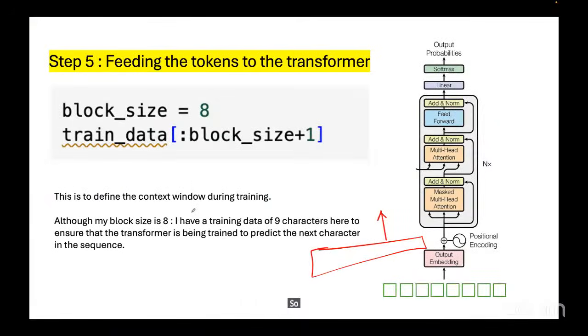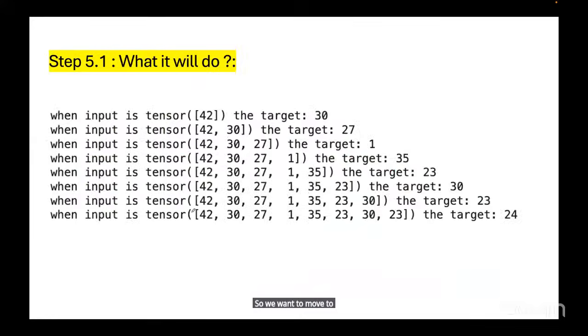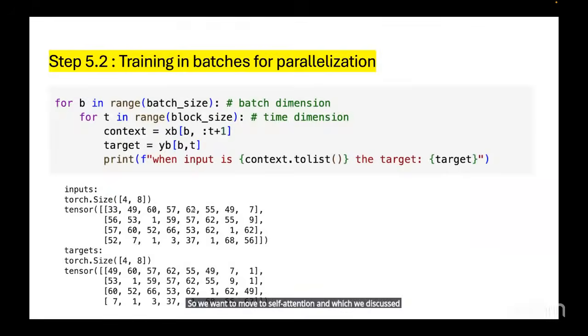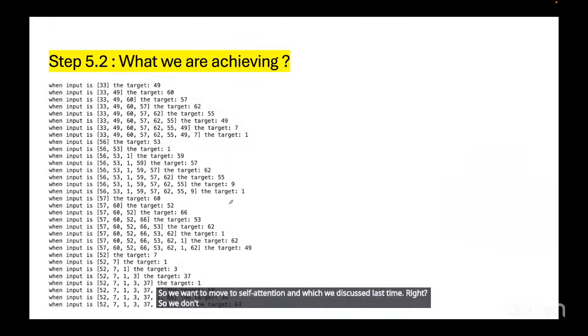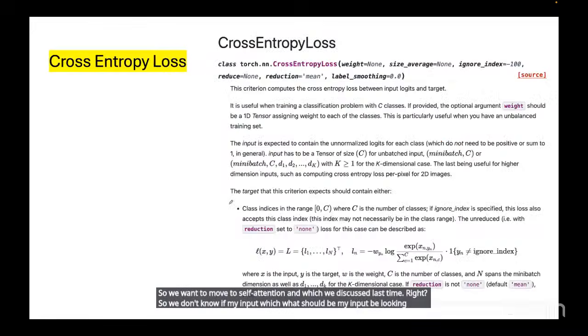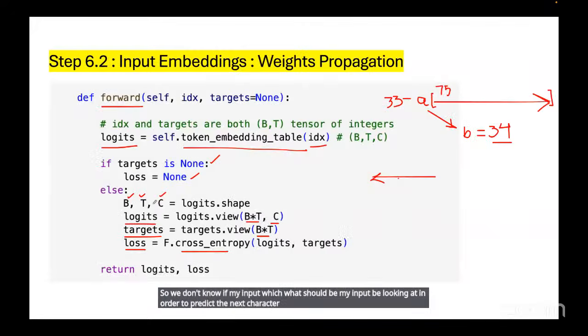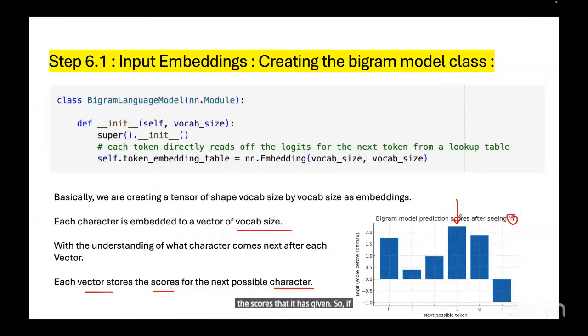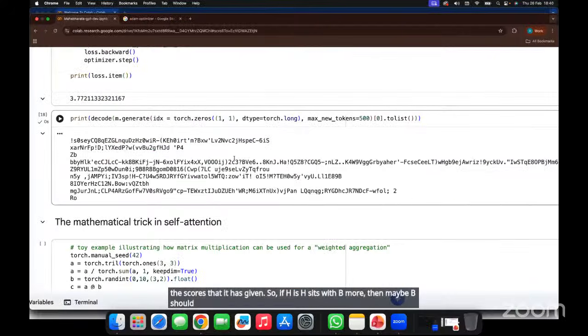So we want to move to self-attention, which we discussed last time, right? We don't know what my input should be looking at in order to predict the next character. Right now, it is just predicting the next character based on the scores that it has given. So if H sits with B more, then maybe B should be the next character, right? And this is what I'm getting.